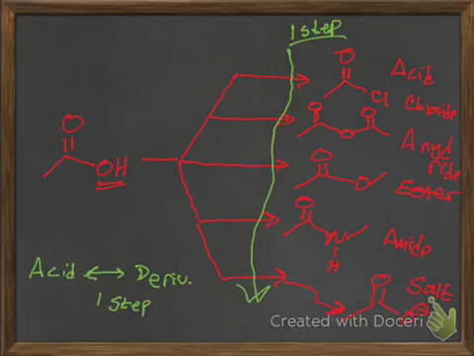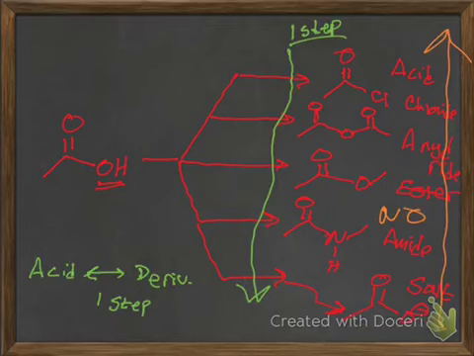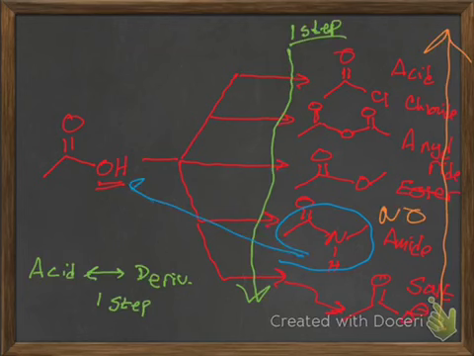What you cannot do, ever, ever, ever, is go up. So you can't go from an amide to an acid chloride in one step. If you wanted to go from the amide to the acid chloride, you'd have to start here, go to there, and then go to there.